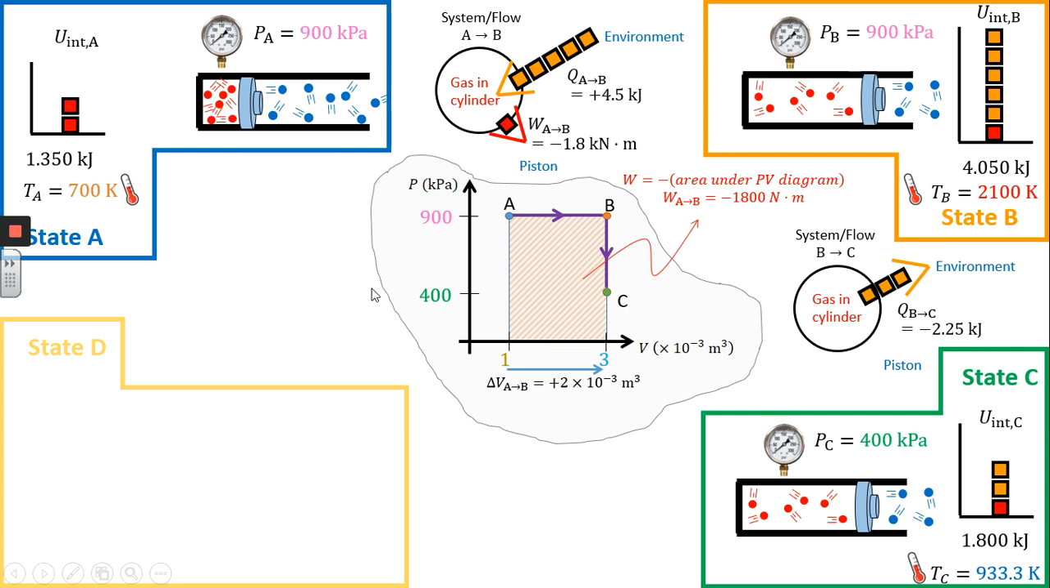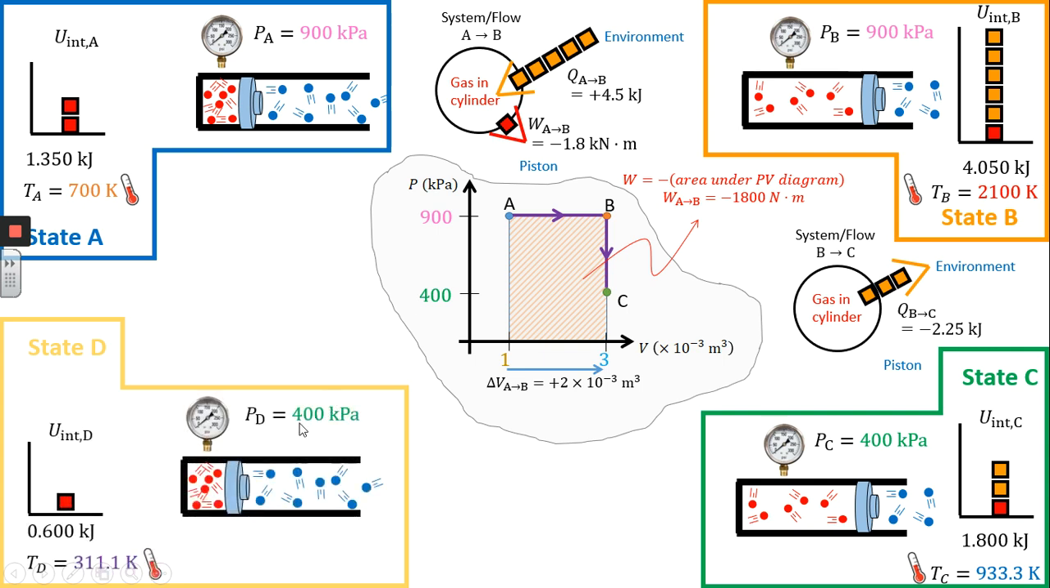Let's look at the last one now. We are at the low 400 kilopascal pressure. We are at the compressed volume, and we are at a very low internal energy of just 0.6 kilojoules, which corresponds to a temperature of 311.1 Kelvin. And point D lives here on our graph. It's at the low pressure and the low volume range. And we transition from C to D, so we'll draw in our line with our orientation for that path.